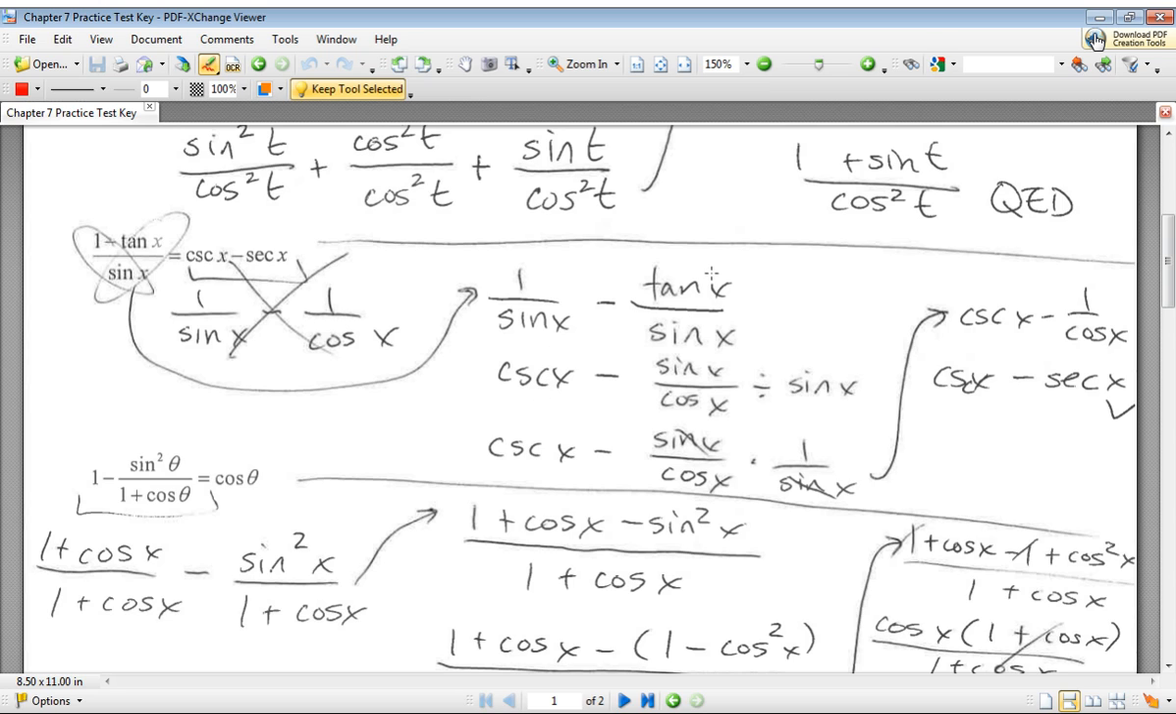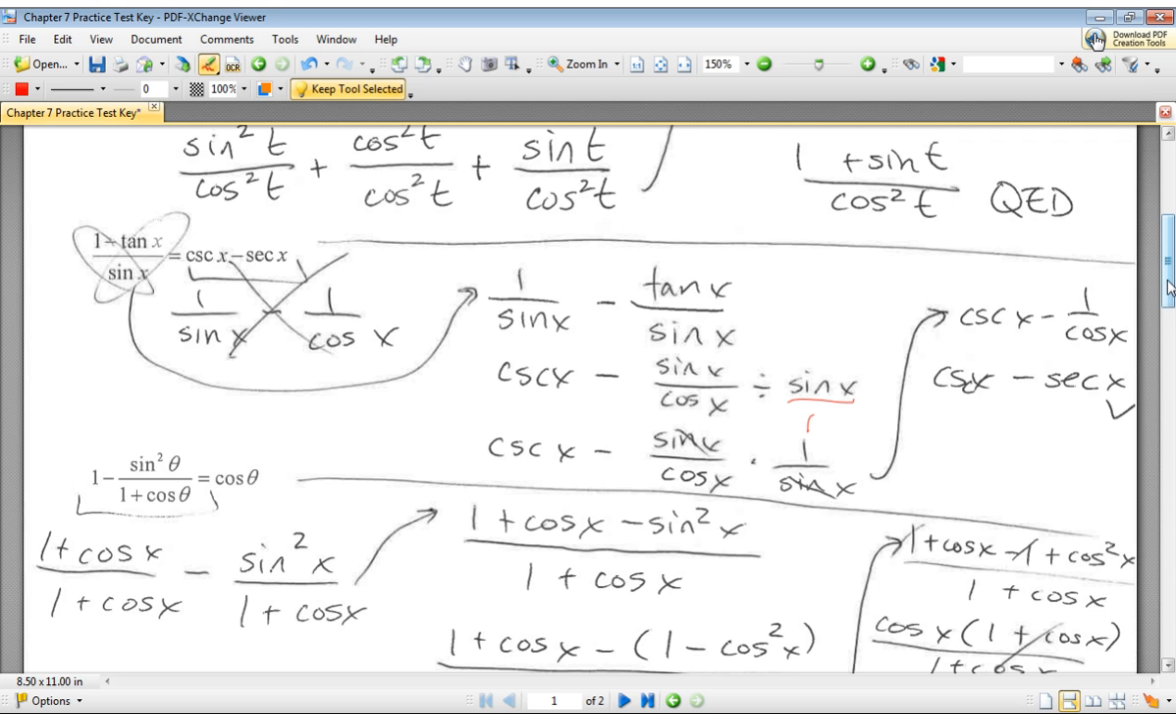And then I have tangent, which is sine over cosine, divided by sine. When you are dividing fractions, you are multiplying by the reciprocal. So multiply by the reciprocal, because this is really sine over 1, right? So when I multiply, I'm going to get sine over sine times cosine. So the sines will cancel, and this will just be 1 over cosine. Well, 1 over cosine is secant, and that's what we were supposed to do.